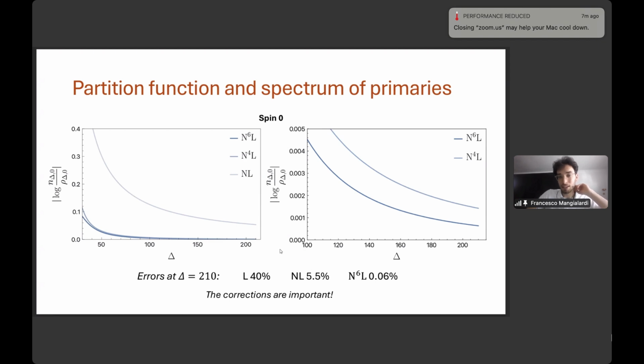Maybe I can take this opportunity to make a comment coming from this plot: people have already studied this asymptotic formula for the density of primaries, but mostly focused on the leading term of this series. But at least from this type of matching with the data in free theory, we see that actually the corrections are pretty important if one wants to see a good accuracy with exact data.